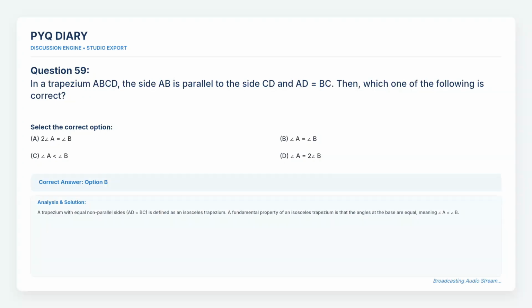Question 59. In a trapezium ABCD, the side AB is parallel to the side CD and AD is equal to BC. Then which one of the following is correct? The choices are A. Twice angle A is equal to angle B, B. Angle A is equal to angle B, C. Angle A is less than angle B, and D. Angle A is equal to twice angle B. The correct answer is option B, angle A is equal to angle B.